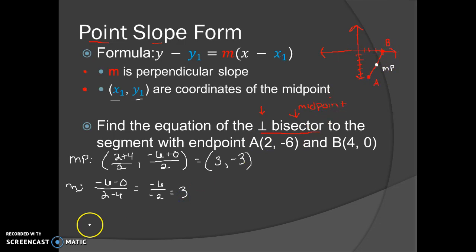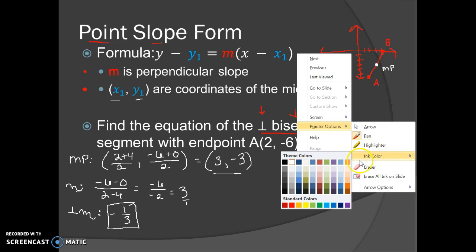We want the slope of the perpendicular. So the perpendicular slope is the opposite reciprocal. 3 is positive, so we want negative. The reciprocal of 3, which is 3 over 1, is 1/3. So this is the point we want to use. And right here, negative 1/3 is the slope that we want to use.